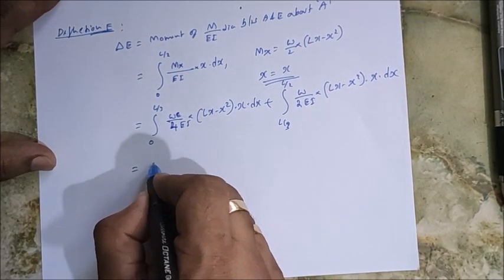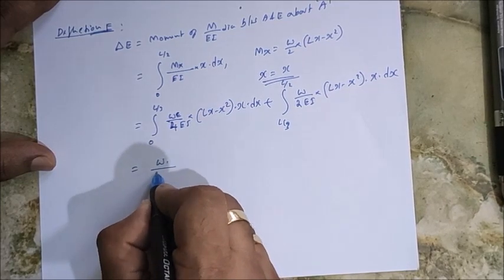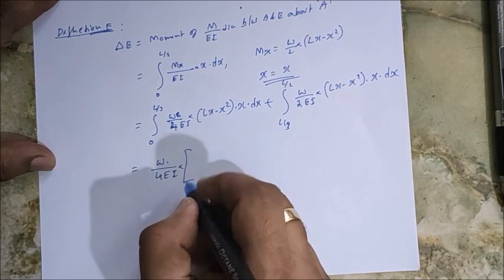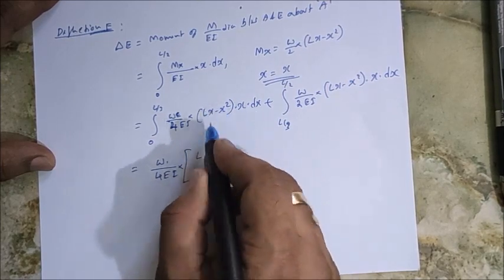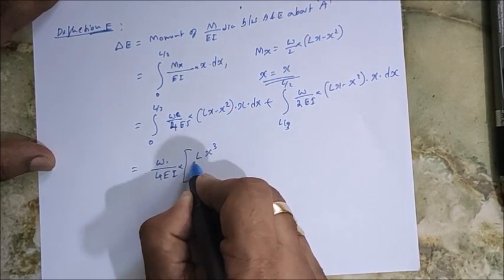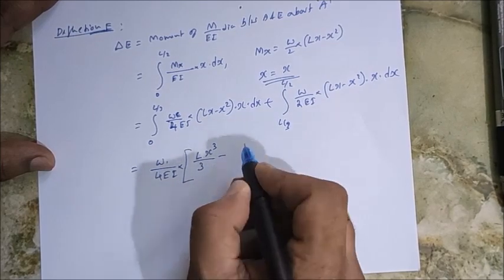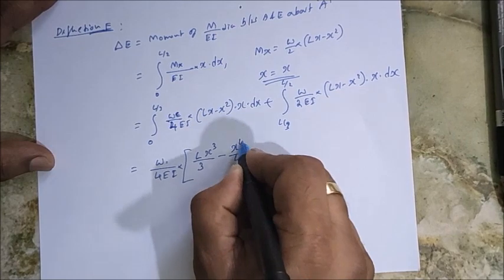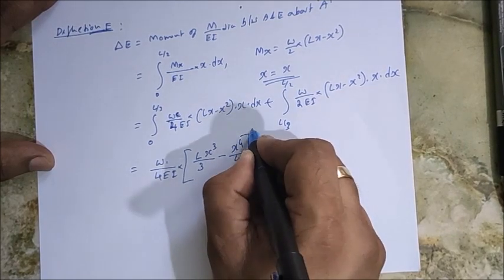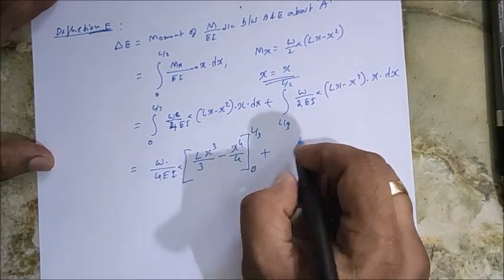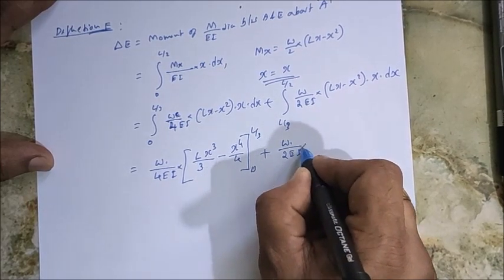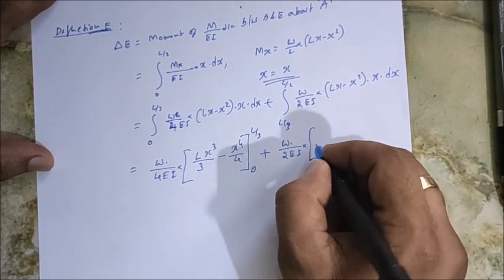If you want, I can do it here in a simple way. W by 4EI is common, you take it outside. So x you multiply it, L into x square becomes, after doing integration, x cube divided by 3, minus x to the power 4 divided by 4, from 0 to L by 3, plus integration. You do it here, W by 2 is common, you take it outside, put it in the integration form.